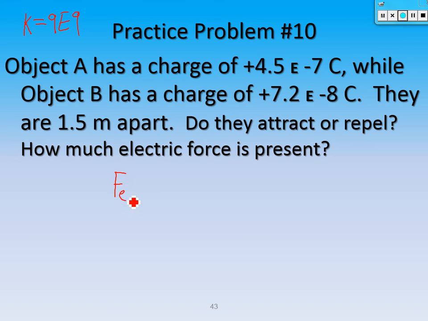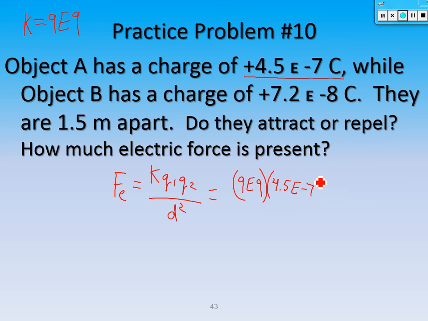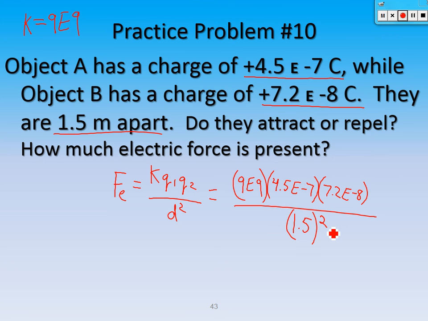Coulomb's Law, let's write it down. The electric force is equal to K, that electric constant, times Q1 times Q2, all over the distance between them squared. So now let's plug in what they gave us. So K is going to be 9 times 10 to the 9th. Q1, it told us right here, was 4.5 times 10 to the minus 7th Coulomb, so we don't have to worry about the units there. Q2 was 7.2 times 10 to the minus 8th Coulombs. And the distance between them was 1.5 meters. Don't forget to take the square of that.